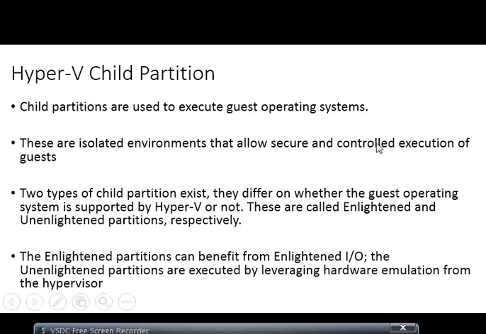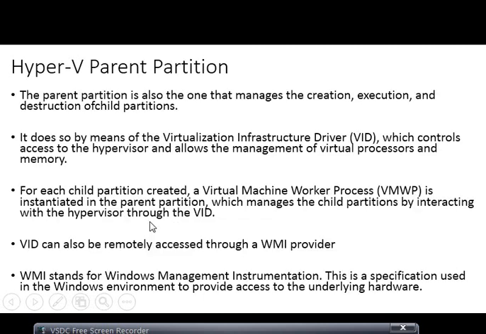Child partitions are used to execute the guest operating system. These are isolated environments that allow secure and controlled execution of the guest. Two types of child partitions exist. They differ on whether the guest operating system is supported by HyperV or not. These are called enlightened or unenlightened partitions.